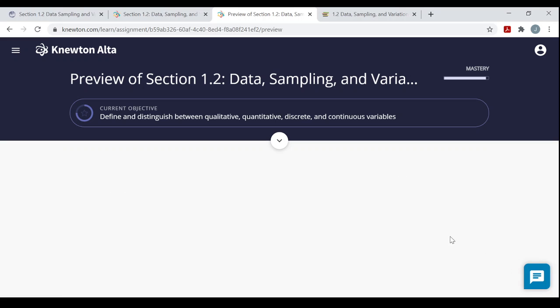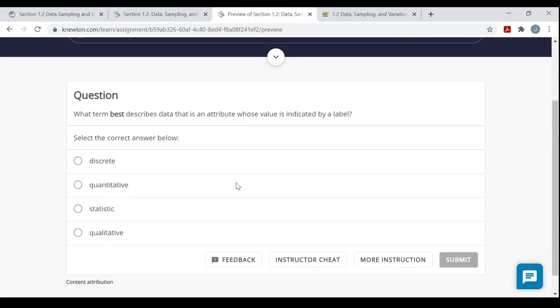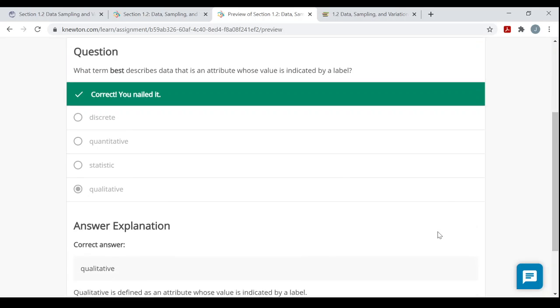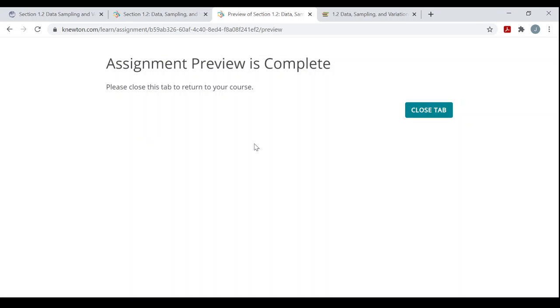It looks like I might have one more here. Yeah, maybe two more. What term best describes data that is an attribute whose value is indicated by a label? Words, qualitative, qualities. All right, probably one more. Nope, looks like I did it. I finished it, got 100% mastery, went through those 4 objectives.